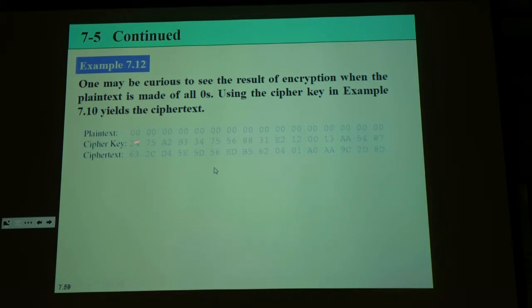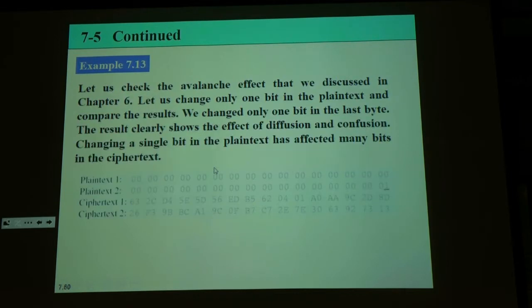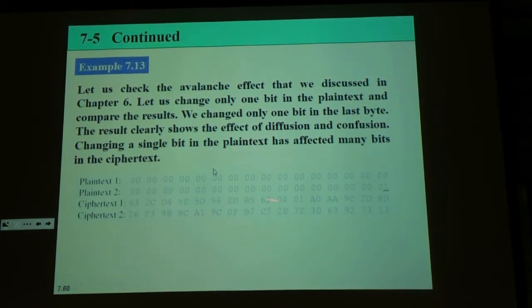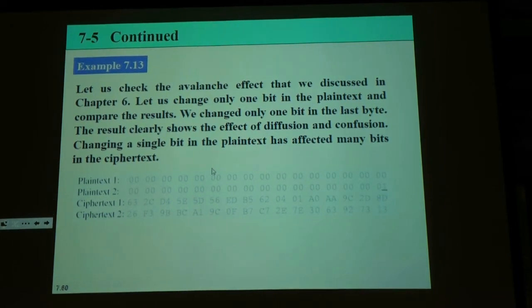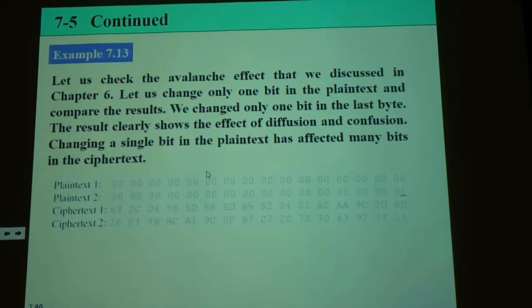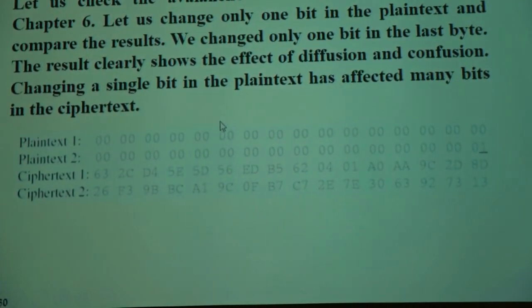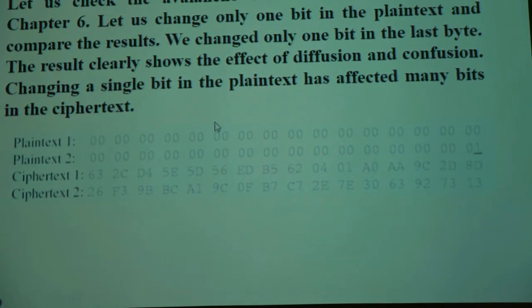So if we have all the plain text zeros like here, and you have any key, you see the ciphertext is completely different. Okay, and that shows it's very strong. Look in here, we have two close plain texts. Plain text 1 is all zeros. Plain text 2 is all zeros except one bit changed. So they are very close. When you encrypt them, if the ciphertext is completely different, that means it's a very good algorithm.